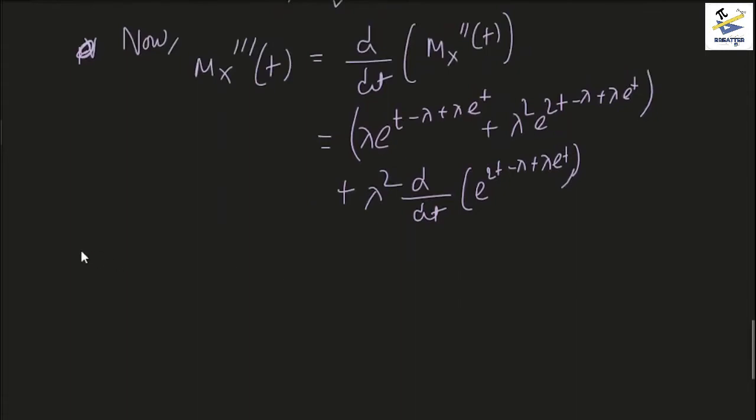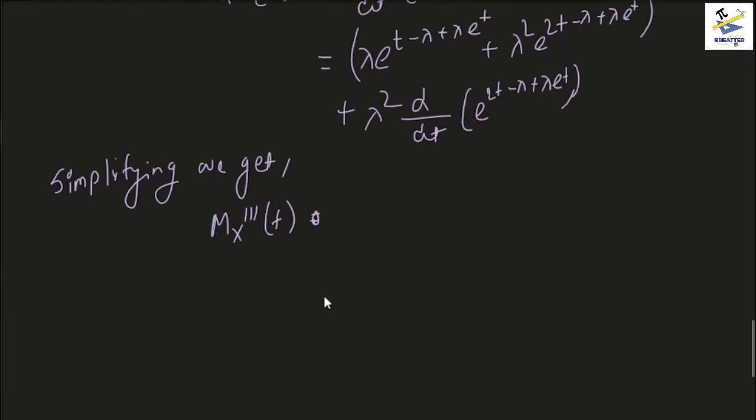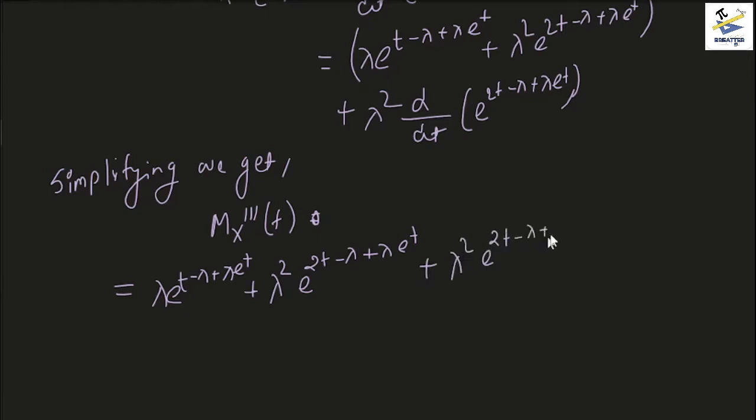So simplifying, what we get is M_X triple dash t is equal to, let's write it below so that we have more space, lambda e^t minus lambda plus lambda e^t, plus lambda squared e^(2t) minus lambda plus lambda e^t, plus lambda squared e^(2t) minus lambda plus lambda e^t multiplied by 2, plus lambda e^t. So this gives you the third derivative as well.